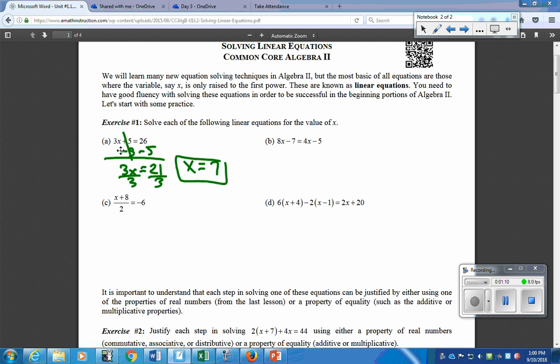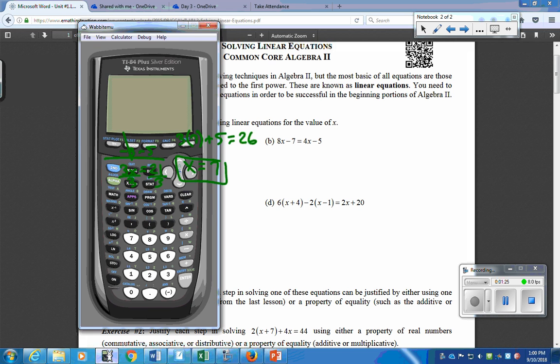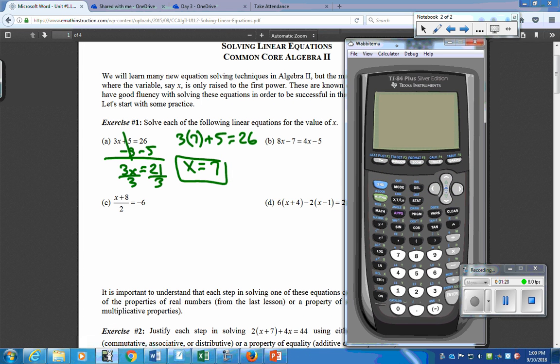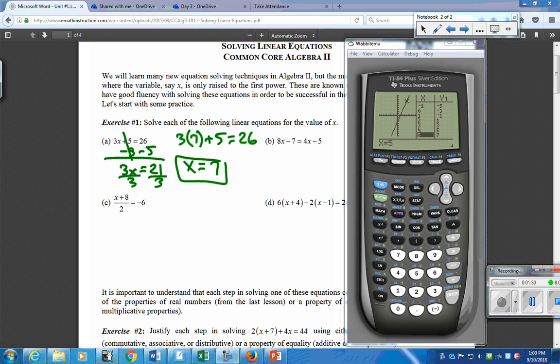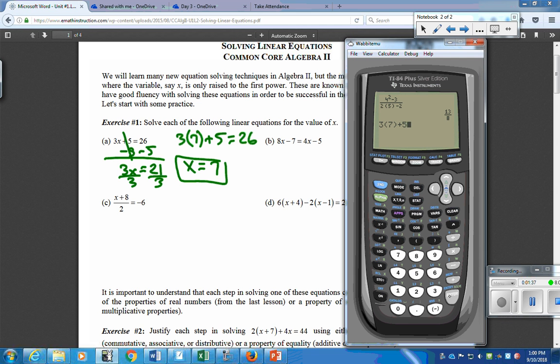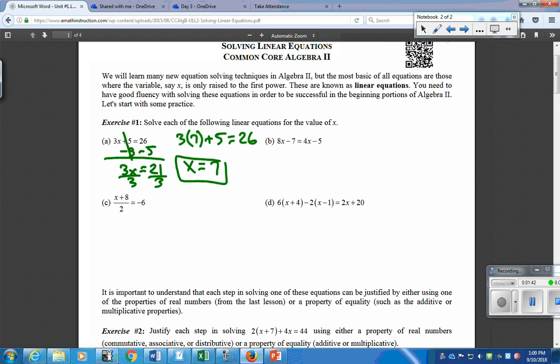Now, I can always check these by plugging in 7 where the x is, and I'm just trying to see if we get 26 on each side. So I could take the calculator. I'm not going to do this with every question, but you should, as you are solving them, getting more comfortable with them. So if I type in 3 parentheses 7 plus 5, I get that 26. So this one does check. So for that first example, fairly basic.